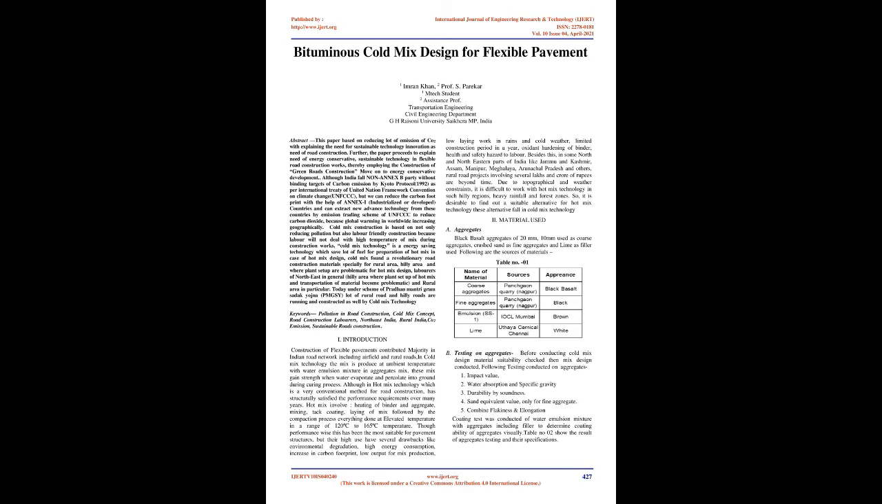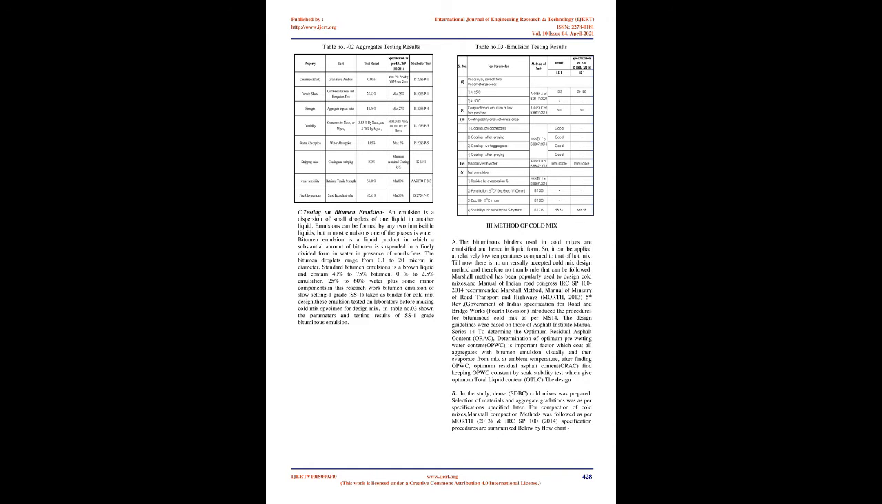Hot mix technology, which is a very conventional method for road construction, has structurally satisfied the performance requirements over many years. Hot mix involves heating of binder and aggregate, mixing, tack coating, laying of mix followed by the compaction process, everything done at elevated temperature in a range of 120 degrees C to 165 degrees C.